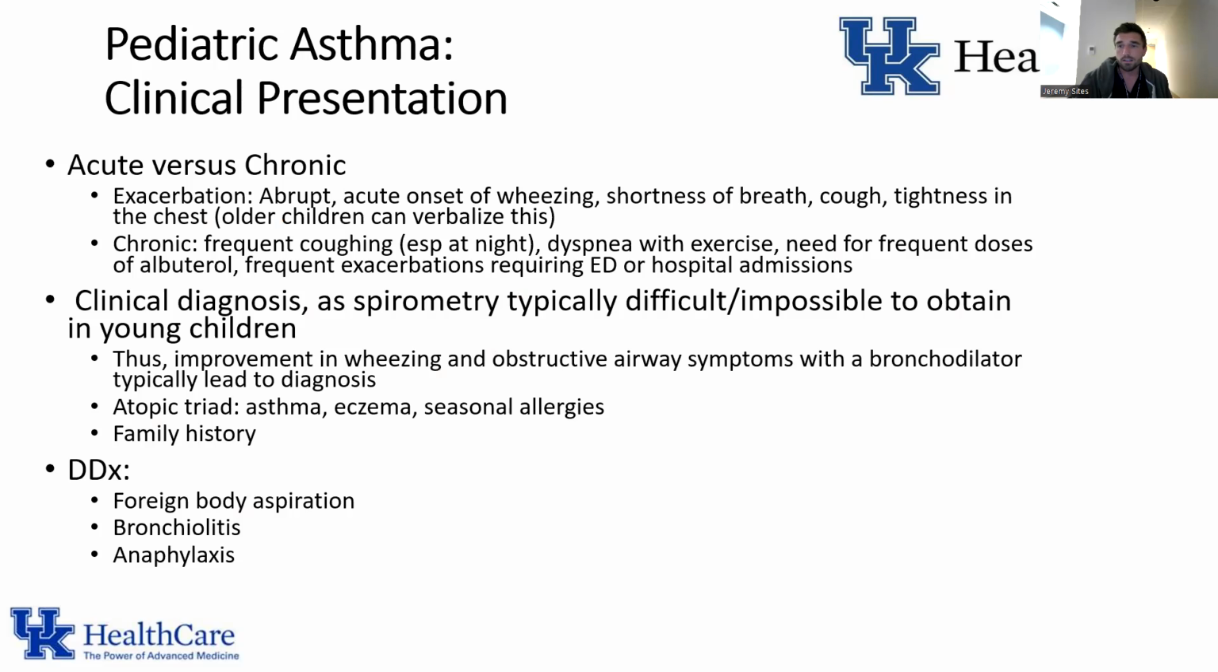The clinical presentation of asthma, so it may be acute or it may be more of a chronic picture. I work, of course, in the hospital, and so I live in the world of acute asthma exacerbations when I'm presented with a child who has asthma. So this is an acute, abrupt onset of shortness of breath, wheezing, chest tightness. Older children may actually tell you that their chest feels tight, and then coughing fits.